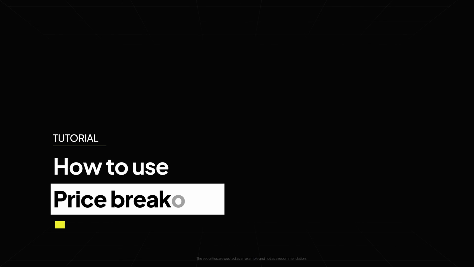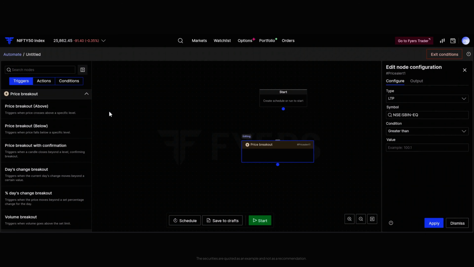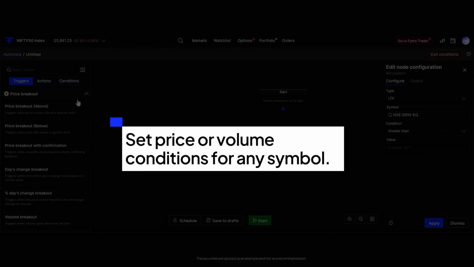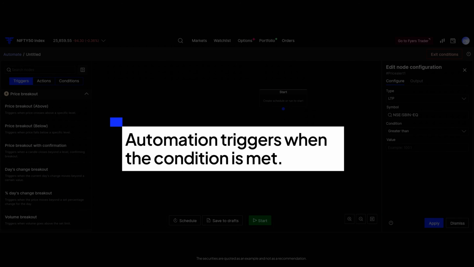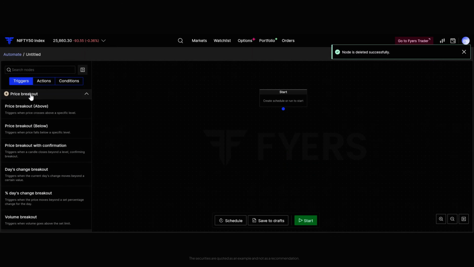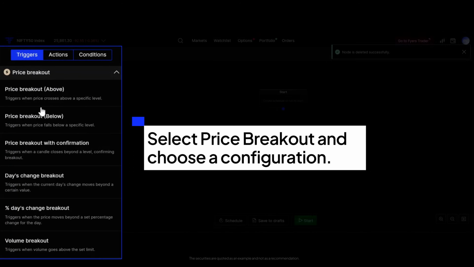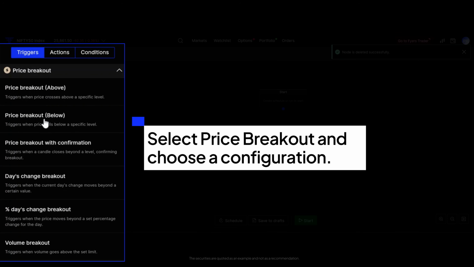How to use Price Breakout. The Price Breakout block allows us to set a specific price or volume-based condition for any symbol. It activates whenever the condition becomes true. To get started, select Price Breakout from the triggers and choose a configuration from the list.